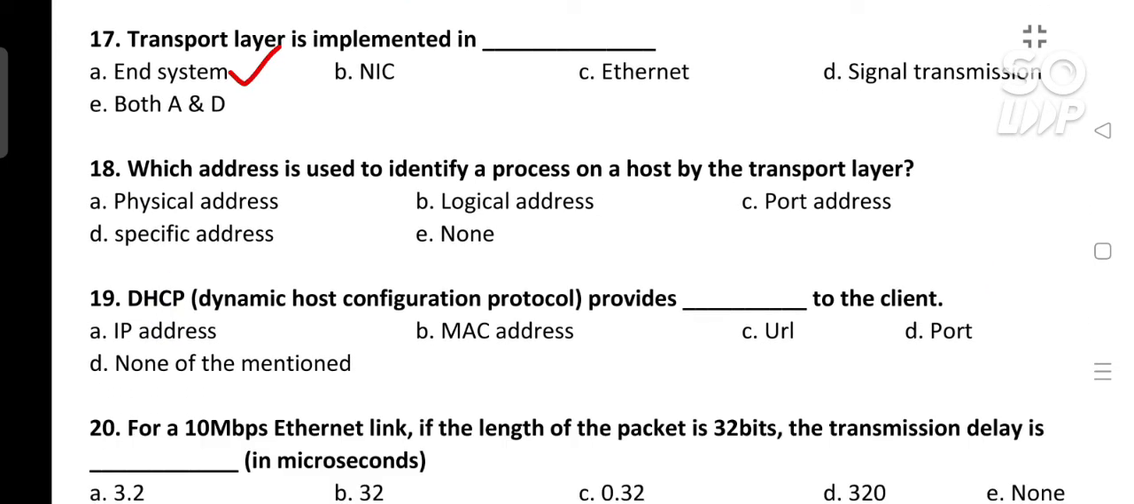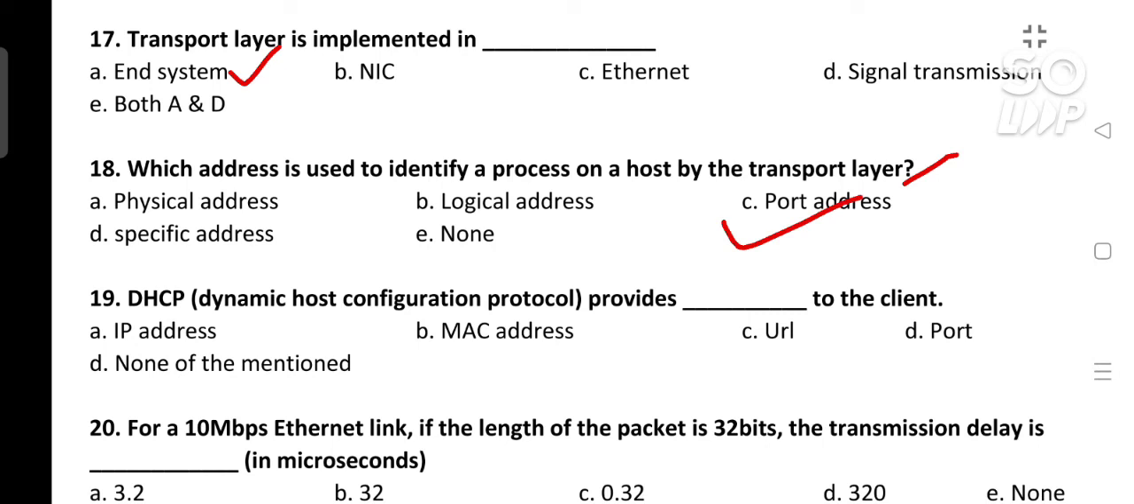Next is, which address is used to identify a process on a host by the transport layer? It's a very simple question. The transport layer port address is used to identify a process, and process to process delivery is the task of the transport layer. Network address is part of the network layer. So the answer is port address.